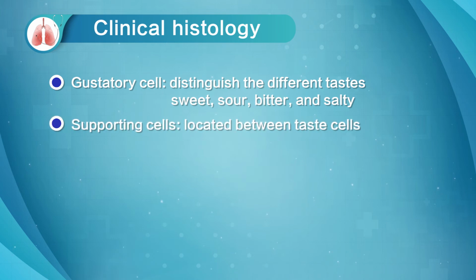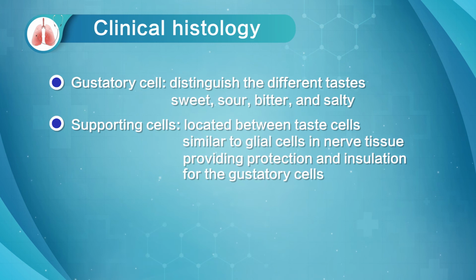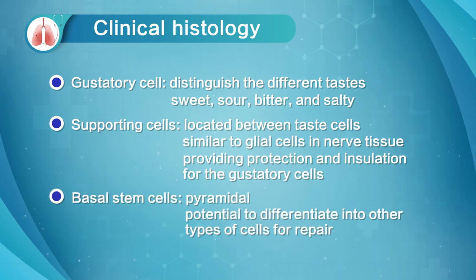Supporting cells are located between taste cells, similar to glial cells in nerve tissue, providing protection and insulation for the gustatory cells. Basal stem cells are pyramidal and have a potential to differentiate into other types of cells for repair.